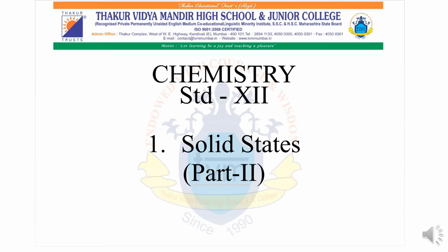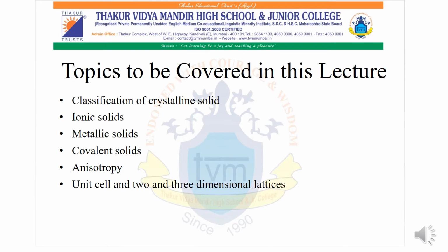Today we are starting with our solid state part 2. Students, in the previous class we have learned about matter, its types, that is solid, liquid and gas. Then we came on to solids, and in solids we have learned about crystalline solid and amorphous solid. Further we went on to the classification of crystalline solid.